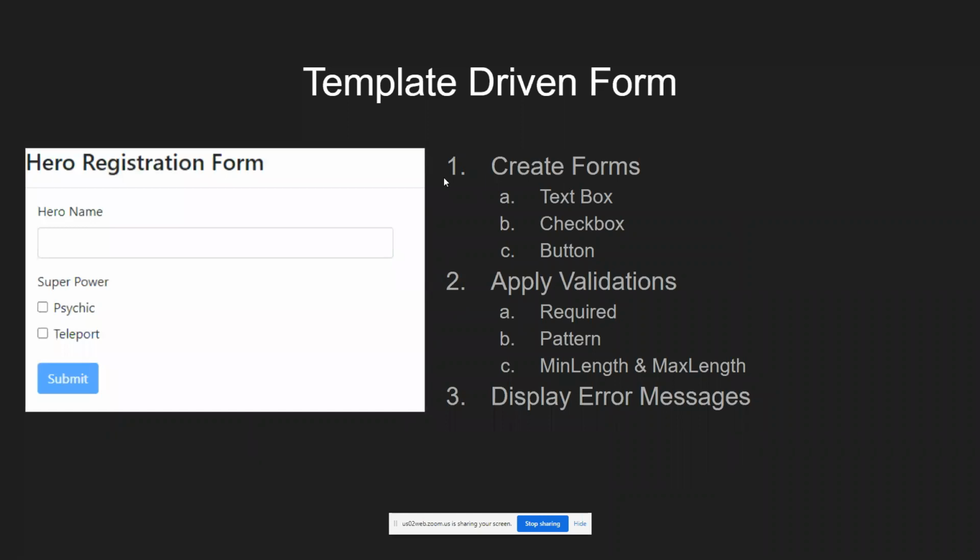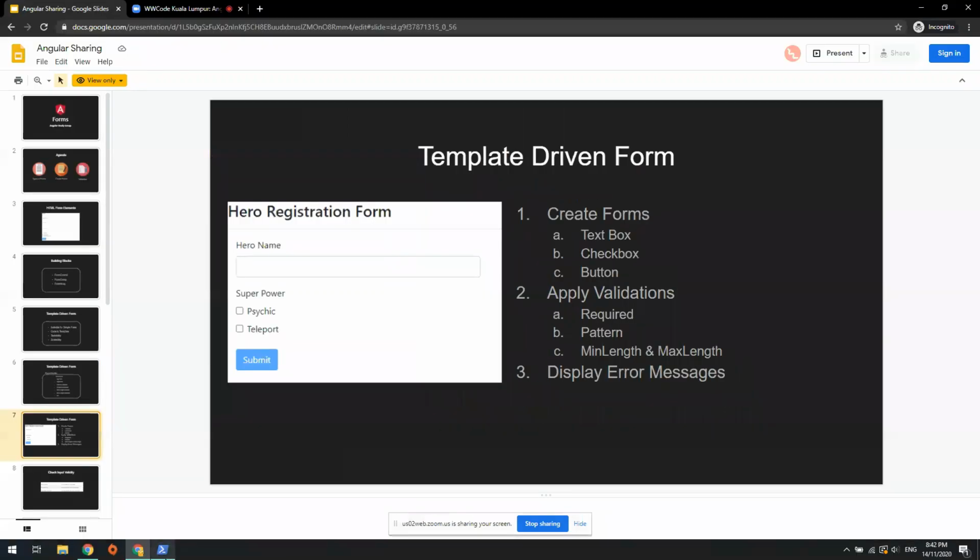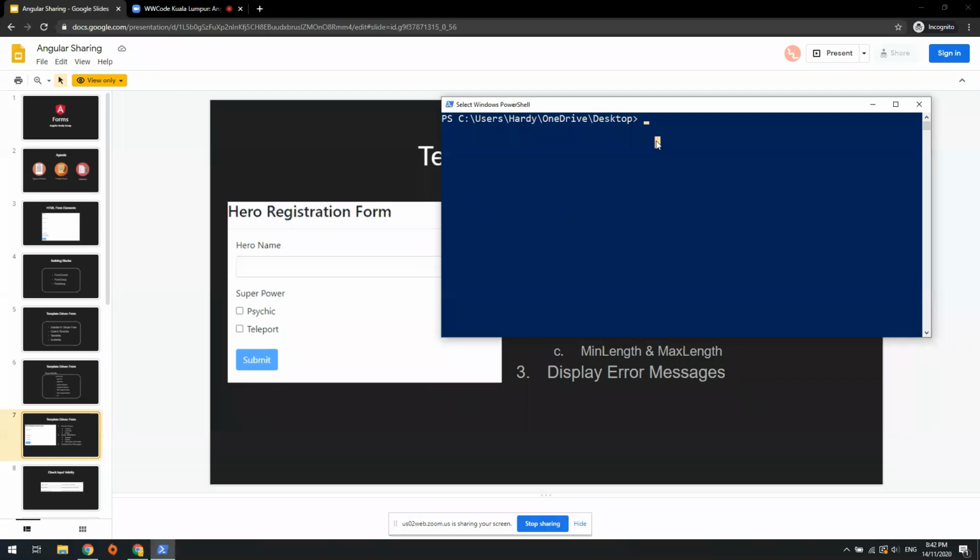Today we're going to create a simple hero registration form. In this form, we have a text box, some checkboxes, and also a button. We will apply validations and also display error messages. So let's start coding. I will run ng new angular-forms.